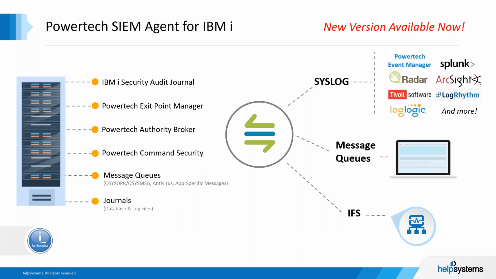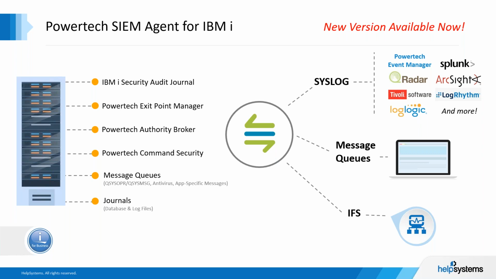I'm excited to announce that there is a new version of this software available. So SIEM Agent for IBM I version 4 is now available for download. That enables you to monitor the IBM I Security Audit Journal. You can also monitor the Exit Point Manager, as I mentioned, in addition to Authority Broker, Command Security, and even your own applications through integration with journals and message queues.